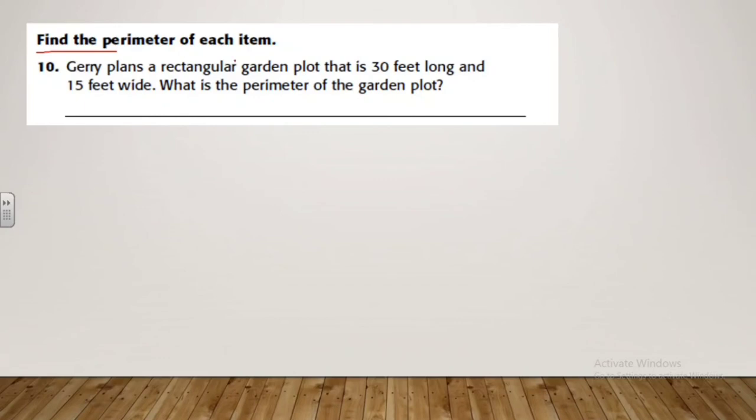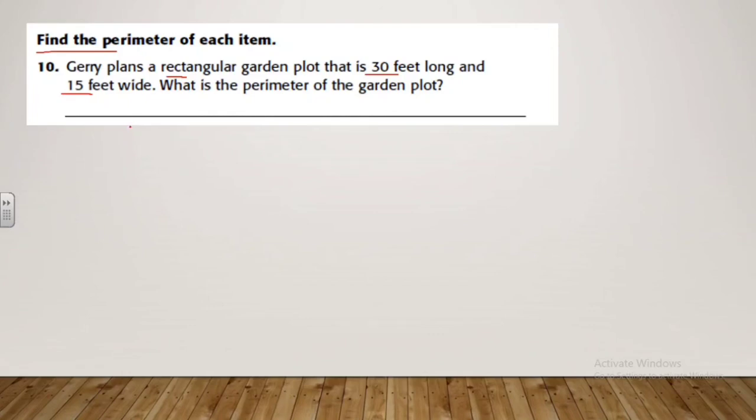Now let's solve this question together. He wants you to find the perimeter, okay? Gary plans a rectangular garden plot that is 30 feet long and 15 feet wide. What's the perimeter of the garden? Yeah, here we have two sides, 30 and 15. So those are two different lengths, so this is a rectangle, right? So how can I find the perimeter? You know that each two opposite sides are equal in length.